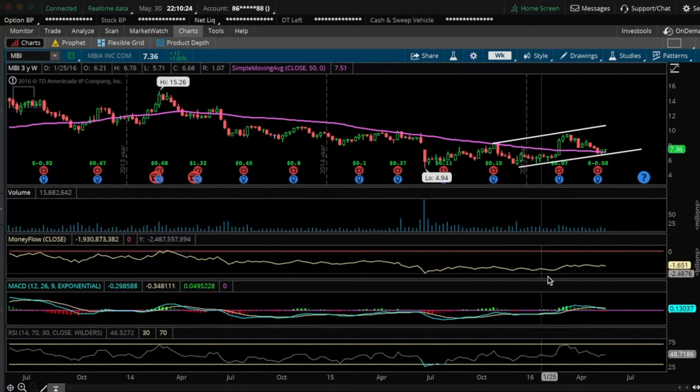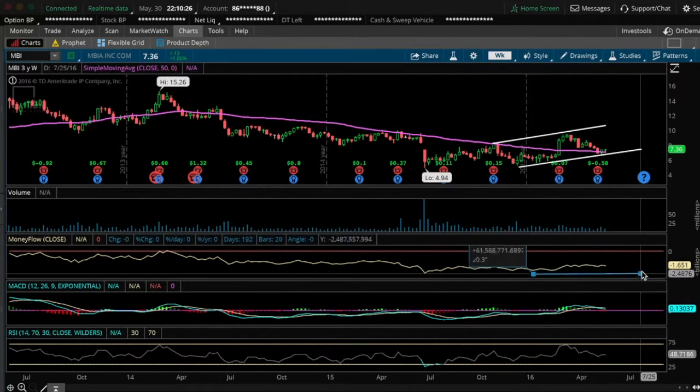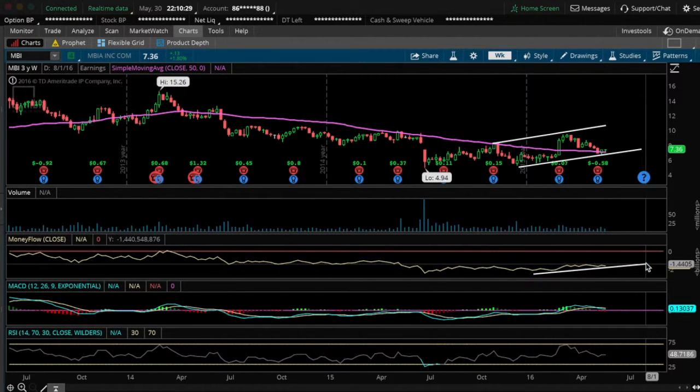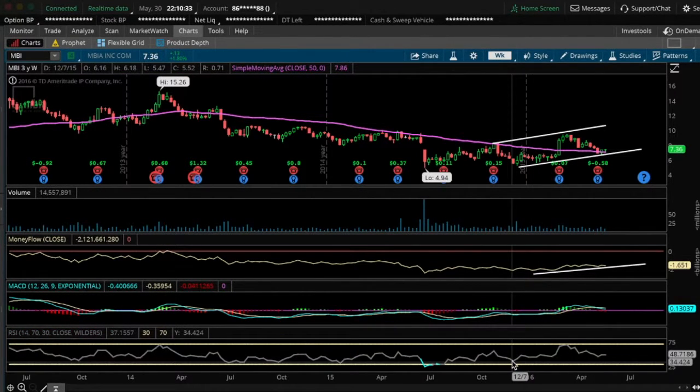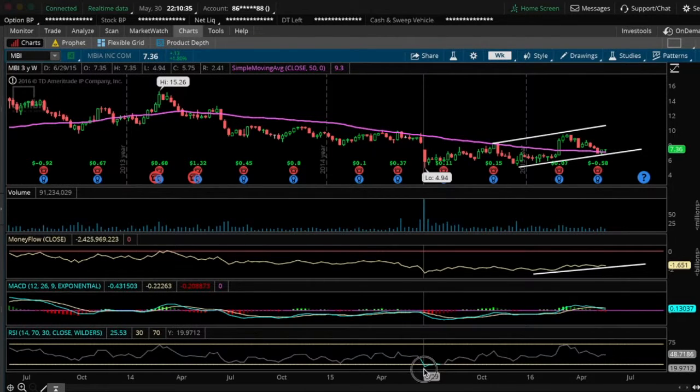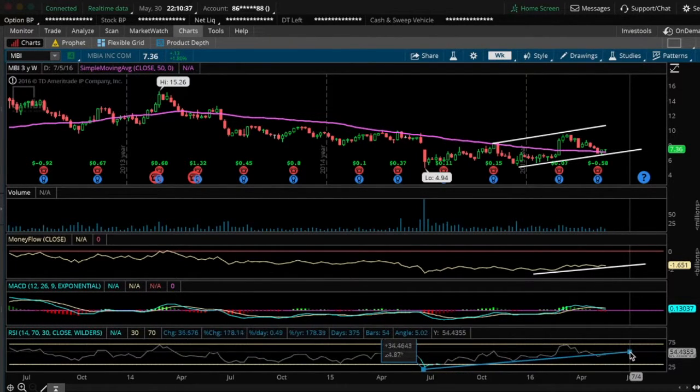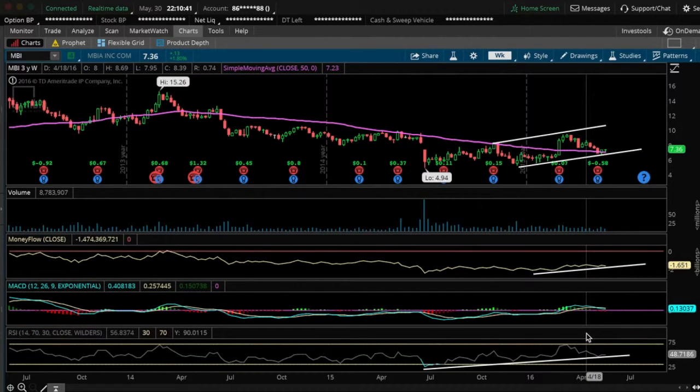We have an increase in money flow, as you can see right there. RSI is looking bullish. It's not horrible. We got an uptrend right here. MACD, we can eliminate that indicator because it's pretty much neutral. You can't really determine anything. It's not really moved much. You look over here, nothing's really happened.